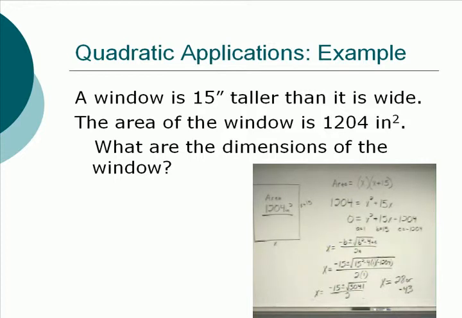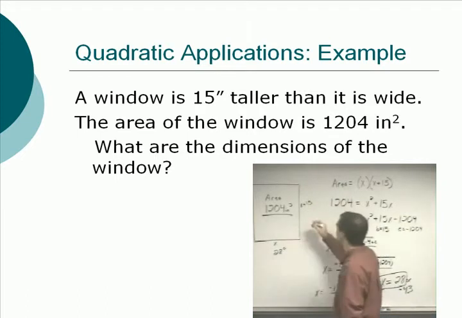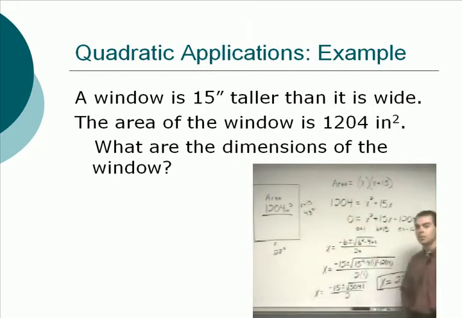Well, we got our two solutions. The width of that window is either 28 inches wide or negative 43 inches wide. What does our width have to be? It's got to be 28. So our window has got to be 28 inches by 43 inches. Now that's an easy one to check. 28 times 43, make sure the area is 1,204. It will be.